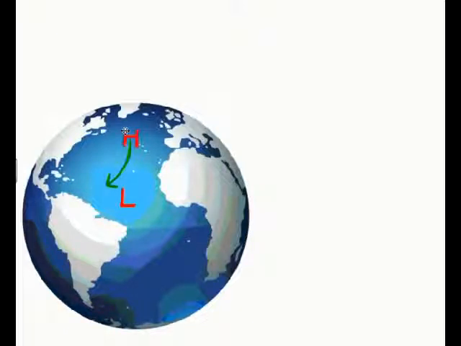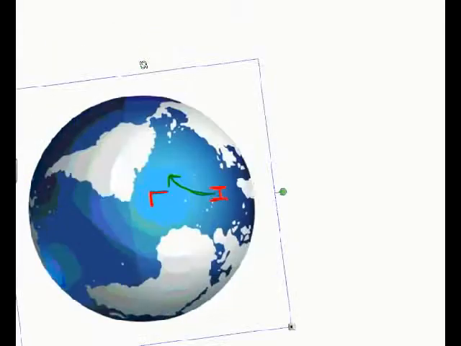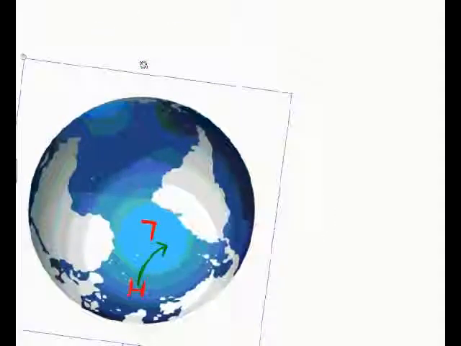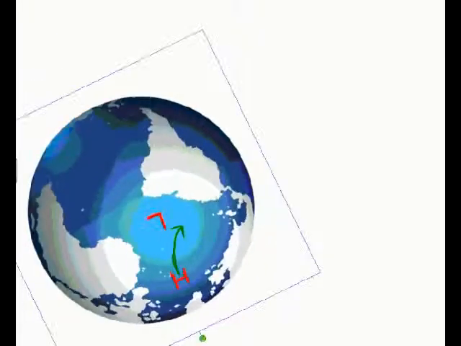So what we're going to do is rotate this, and put it in an orientation so we can see that the air is moving from the high to the low, and that it does curve to the right. You've got to put yourself in a position so that you're facing the same direction that the wind is moving. The air is going to move from the high to the low. It's going to curve to the right.